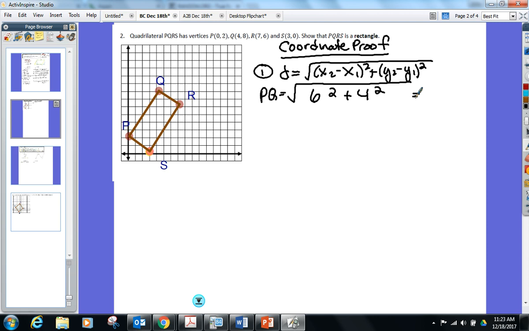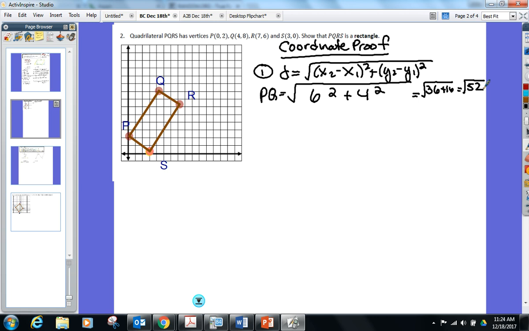I'm hoping you get 6 and 4 in the parentheses, or negative 6, some combination depending on what you went through. Everyone getting some type of 6 and 4 underneath? So you should be getting 36 plus 16. Should be getting square root of 52, I hope. Square root of 52. Okay, let's go.